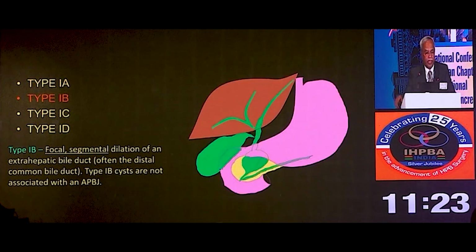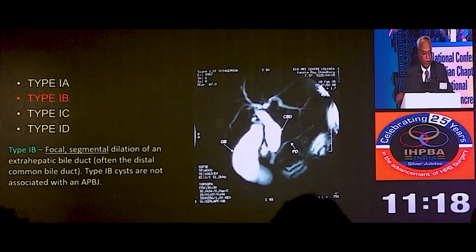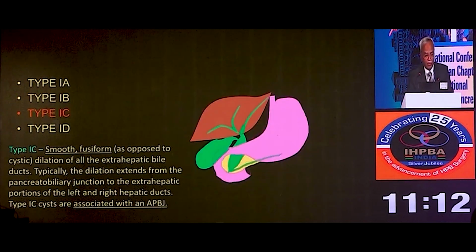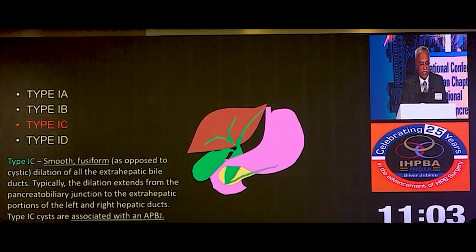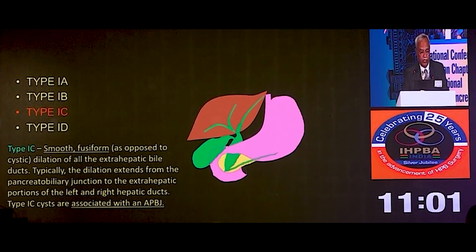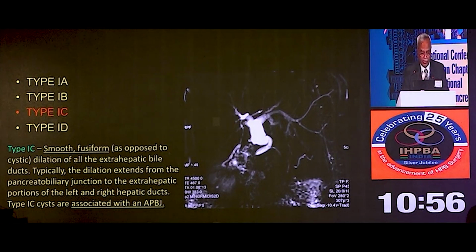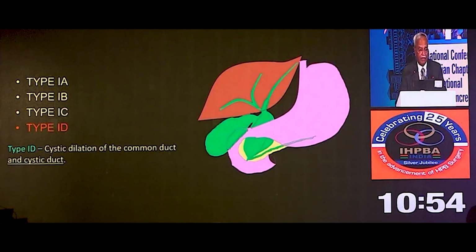We go to type B, where you have a focal segmental involvement. This does not have an abnormal pancreato-biliary junction, as you can see in this one. Type C typically extends down to the common channel, and they are associated with an abnormal pancreato-biliary junction, as in this patient out here. And finally, in type 1D, you have a cystic dilatation of the common duct and the cystic duct.